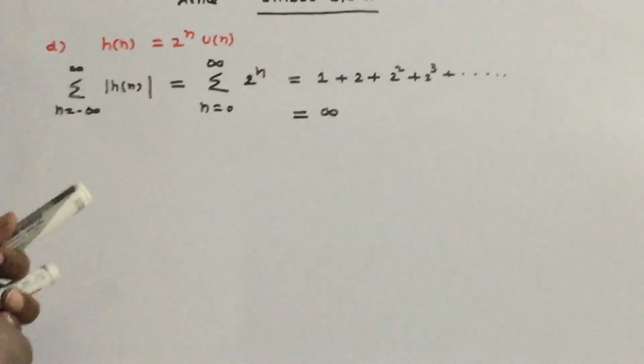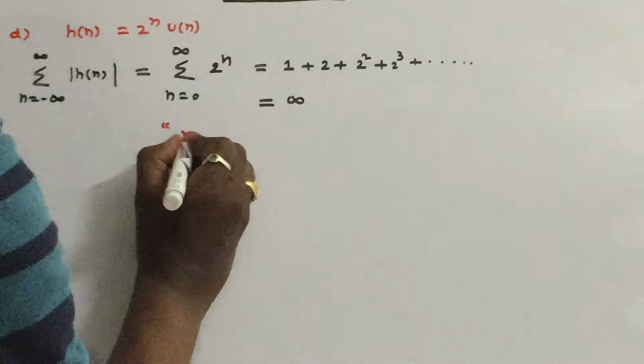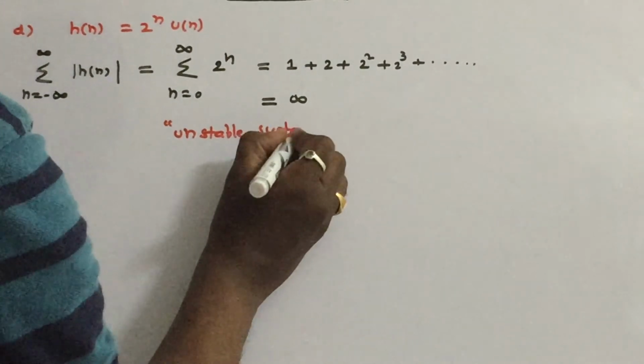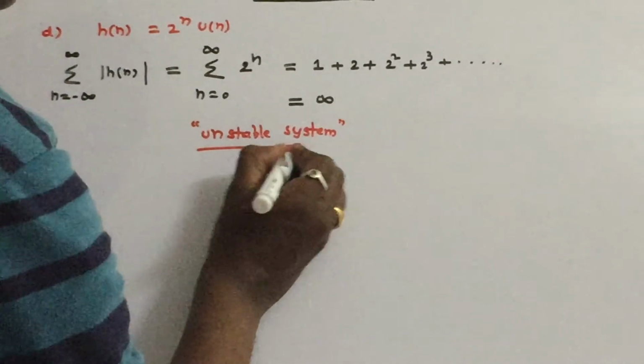So therefore, what kind of system is this? This is said to be an unstable system, since it is not satisfying the required condition.